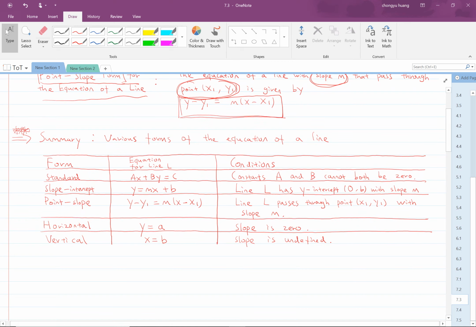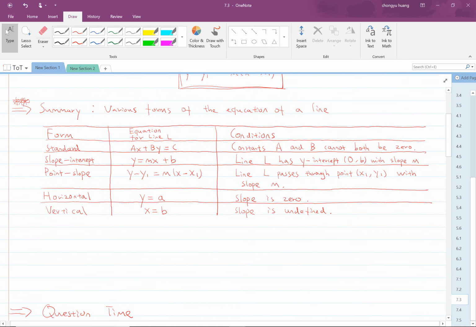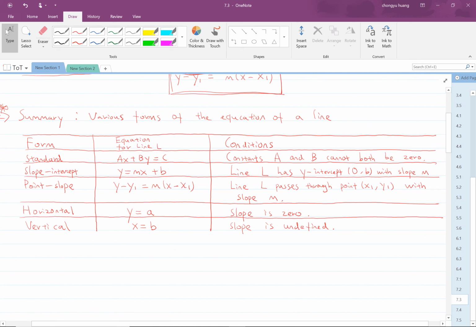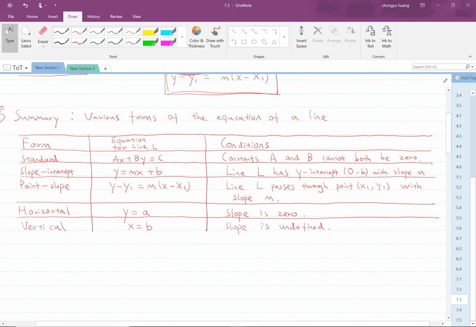So far we have been talking about a lot of forms, right? Let me zoom in a little bit. So far we have been talking about various forms of the equation of a line. So right now I want to give you guys a summary of all the forms of the equation of a line. I will also show you some examples to make them much easier to memorize.